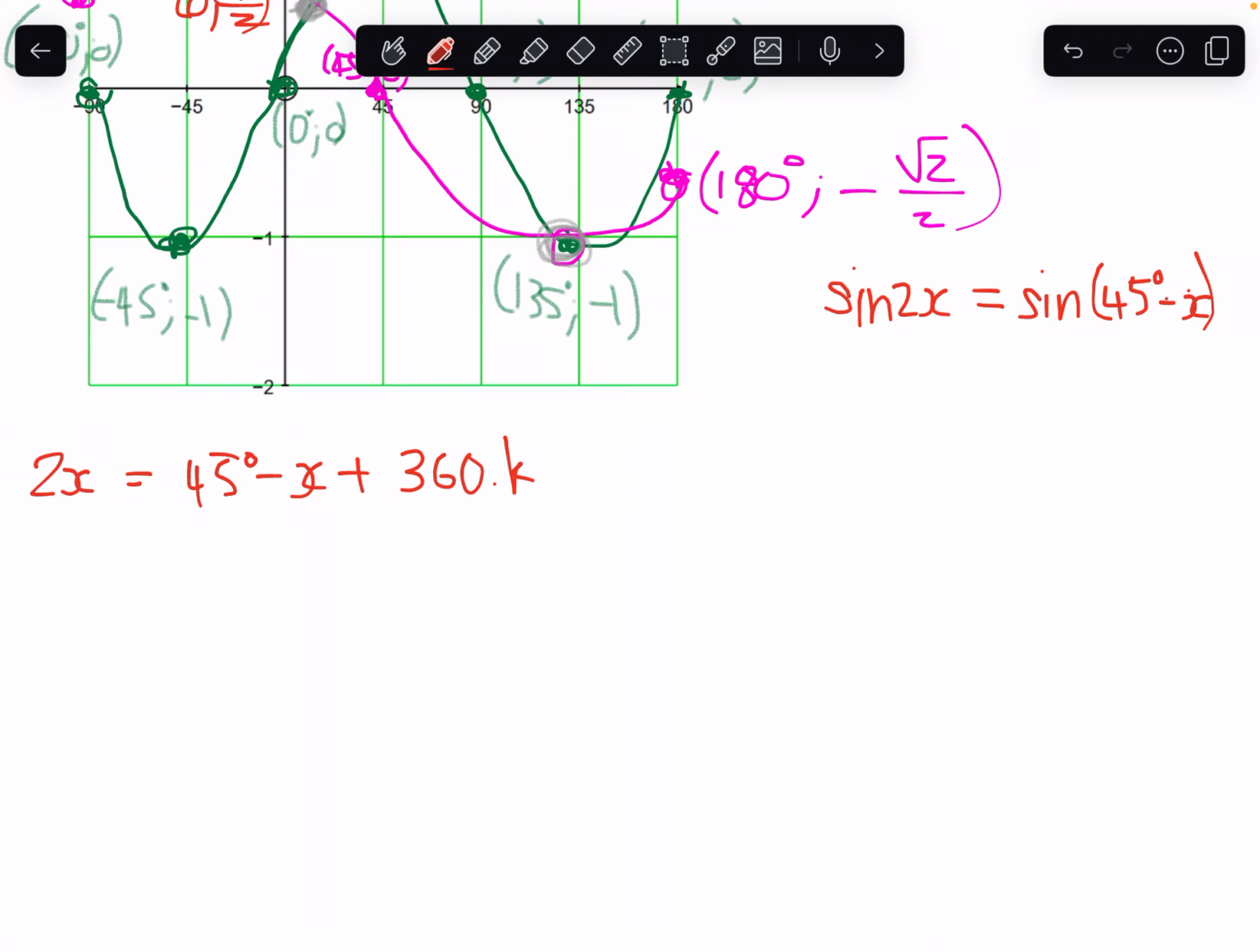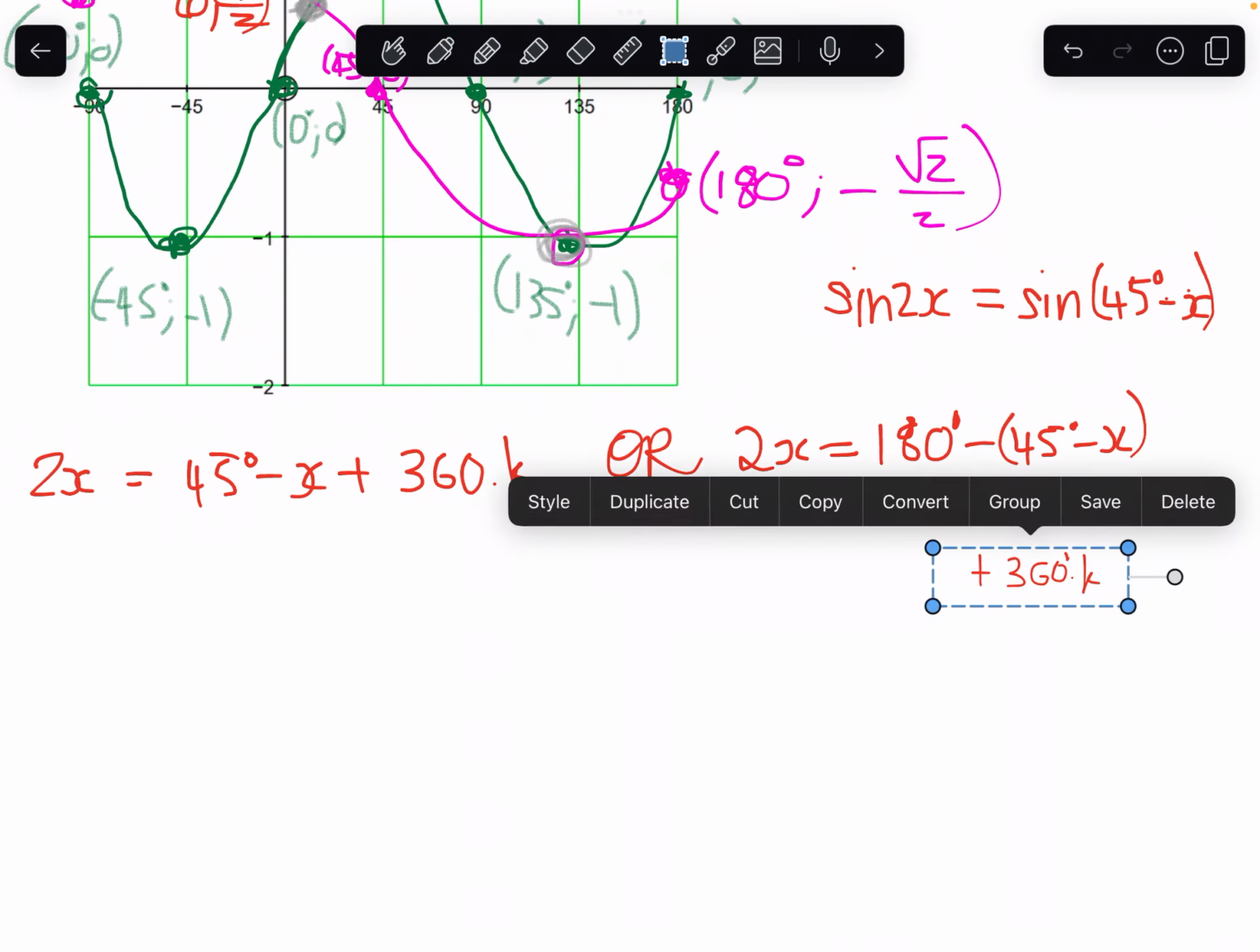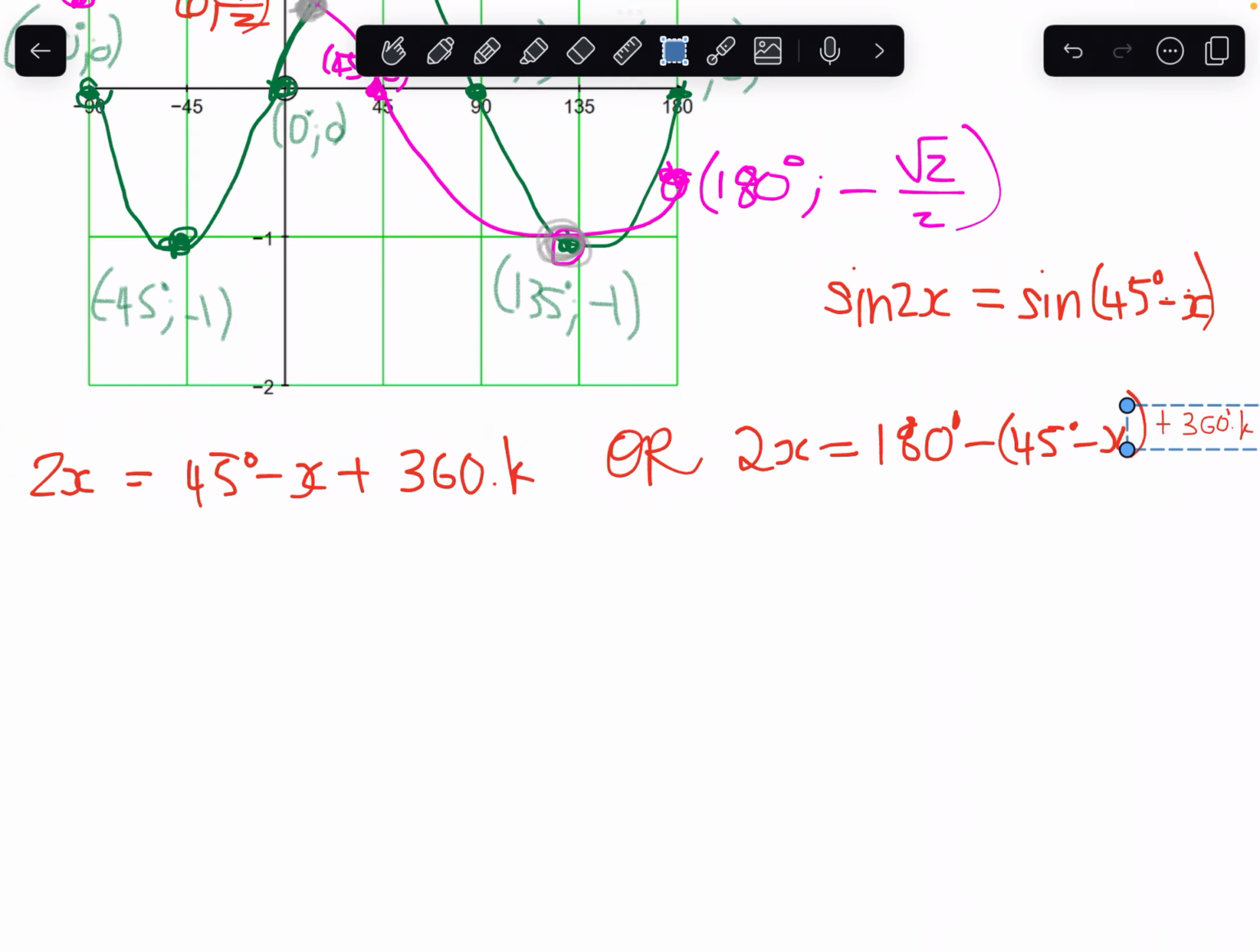The second possibility is that 2x could be the same as 180 degrees minus this angle. And again, we could add or subtract a whole lot of revolutions to that. Right, and it's also always important to just say what k is.